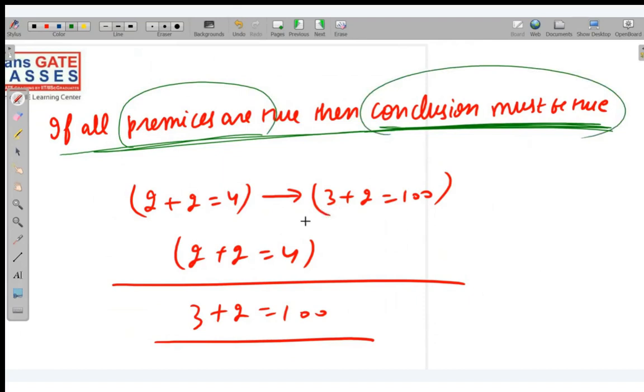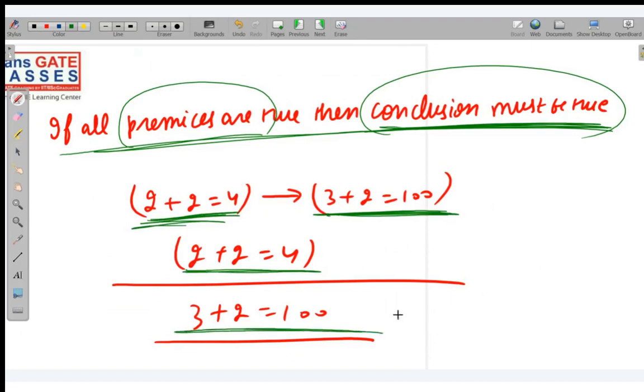So see this example. 2 plus 2 is equal to 4 implies 3 plus 2 is equal to 10. Clearly this is an invalid thing. 2 plus 2 is equal to 4, this is true. And 3 plus 2 is equal to 100, this is clearly false. So I am saying if 2 plus 2 is equal to 4, then 3 plus 2 is equal to 100. This is a meaningless thing. Now I am saying 2 plus 2 is equal to 4, so therefore I am drawing 3 plus 2 is equal to 100. Clearly this argument is not correct.